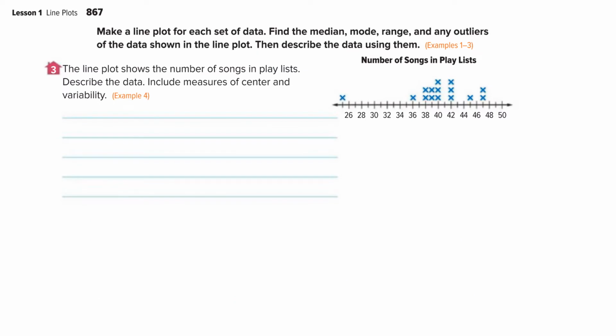Question number 3. The line plot shows the number of songs in playlists. Describe the data. Include measures of center and variability. Now, they're asking us to include measures of center and variability. They've already asked us to find the median, which now they also want us to find the mean. They want us to find the mode. They want us to find the range, which means we also will have to find the maximum and minimum.